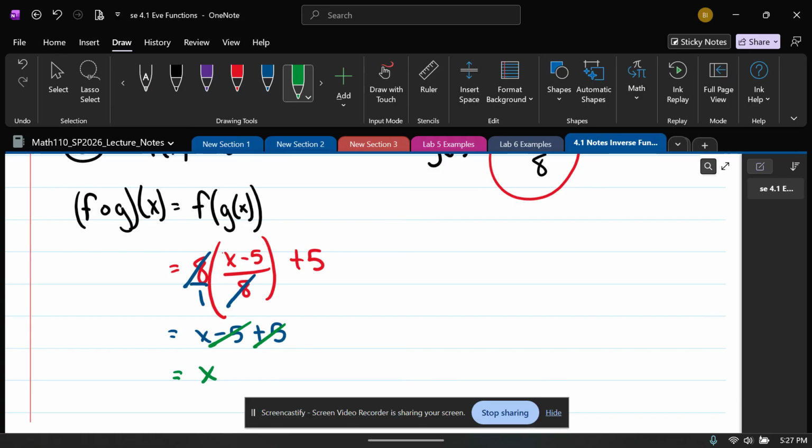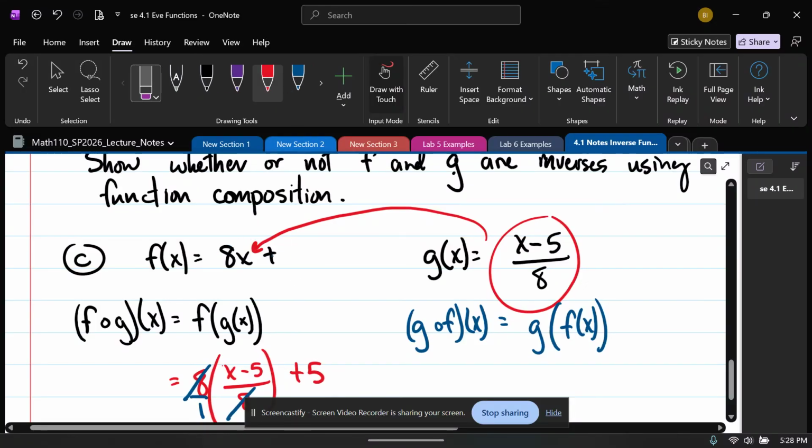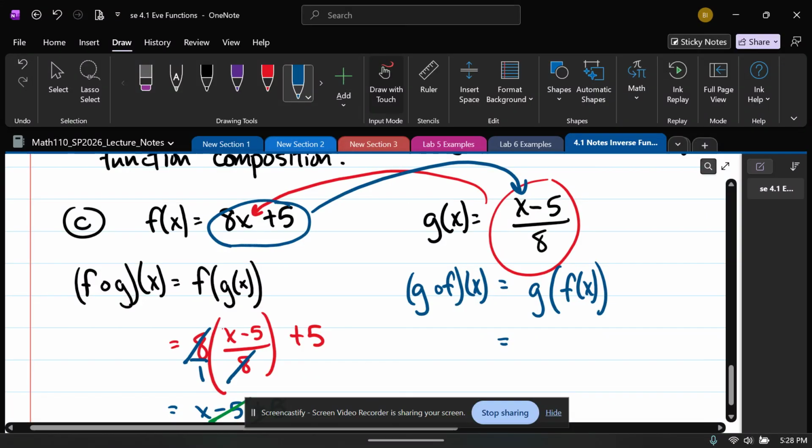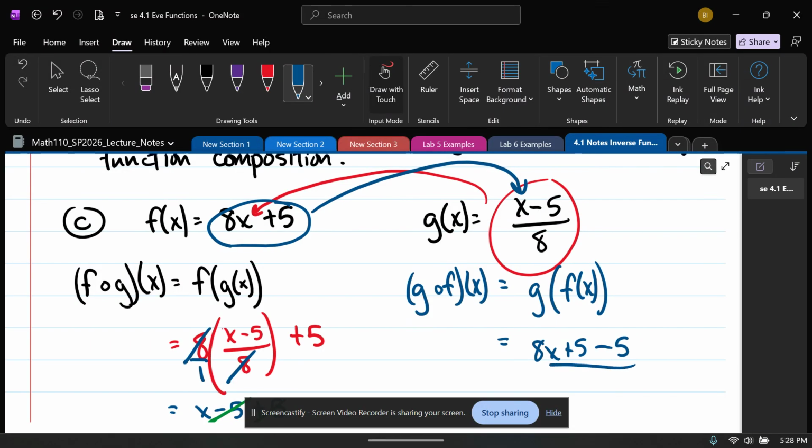Okay? I'm going to do the composition in the other direction. I'm going to go g composed with f of x. So in that case, that means I'm taking the f of x function and putting it into the g of x function. So I'm taking this one and putting it in for x right there. So instead of x, I'm going to have 8x plus 5 minus 5, and then all of that's divided by 8. So I replace the x with 8x plus 5.